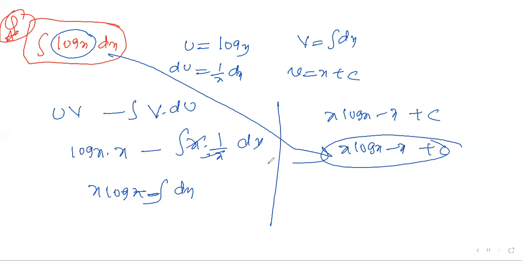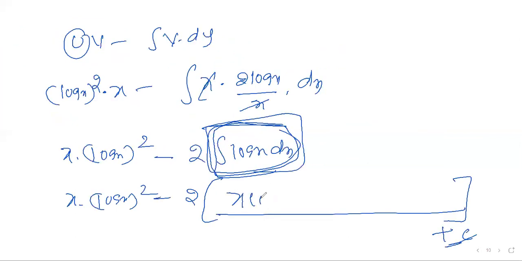Please remember, many times I'll ask in the next levels. This is a direct formula, so you can try to substitute that answer here: x log x minus x. Clear? So this is the way we have to do the questions. Is the question clear now?